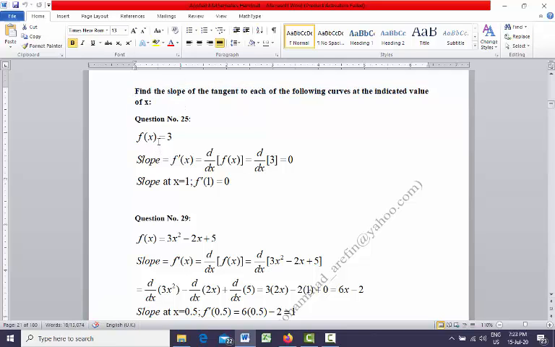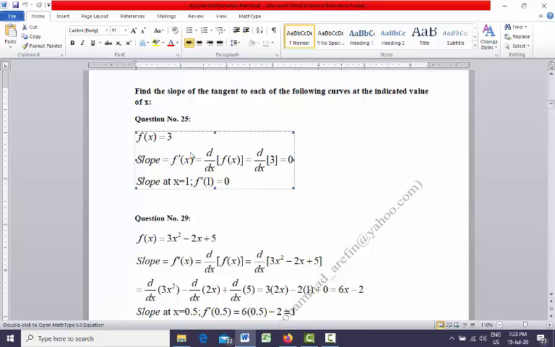Always remember, a function represents a curve. A function always represents a curve. The curve can have any shape. It can be like a circle, it can be a straight line. It can be a parabola, hyperbola, or circle. It can have any shape. But always remember, a curve can be represented by a function, or a function represents a curve.